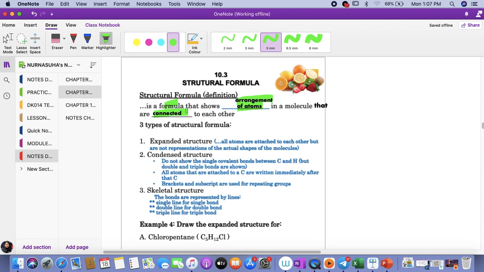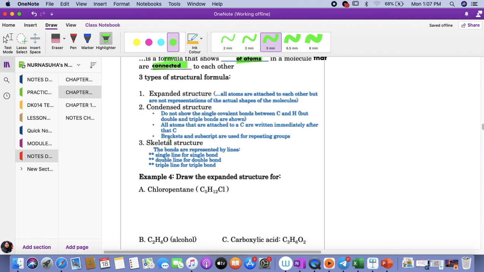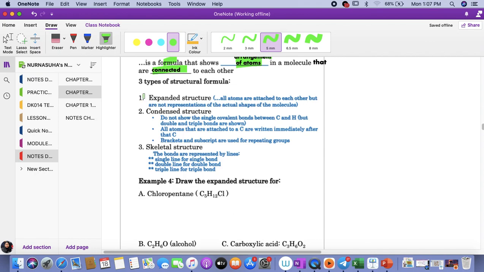So basically dia bukan formula yang macam SEM 1 dulu. Dia adalah formula yang menunjukkan susunan atom dalam organic compound. So ada 3 cara untuk kita lukis structure. The first one by using expanded structure, di mana kita akan tunjuk ke semua atoms yang ada. Yang kedua adalah condensed structure, di mana kita akan sembunyikan bond. Kita hanya akan tunjuk bilangan atom sahaja.